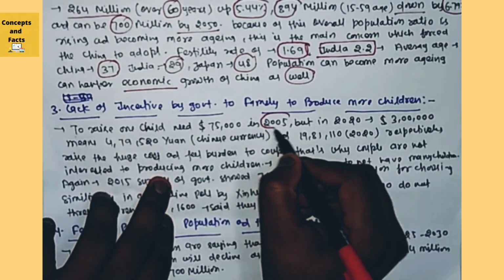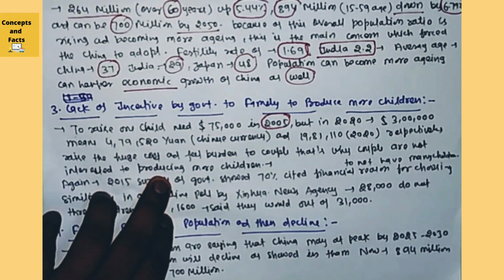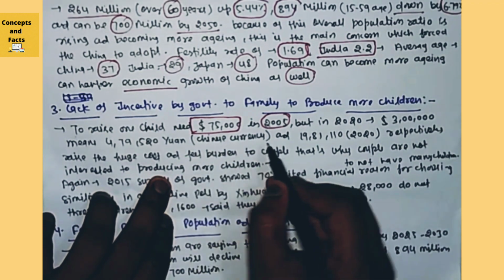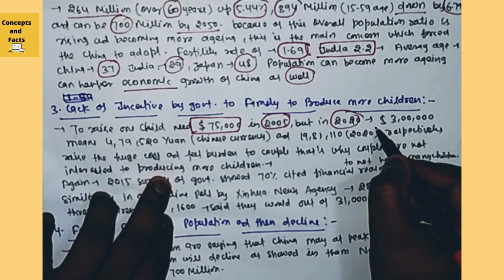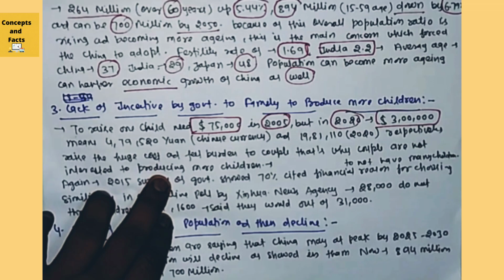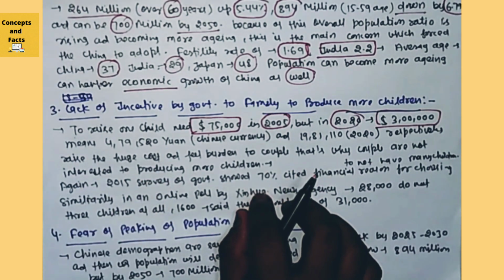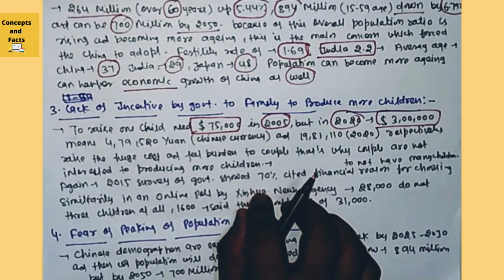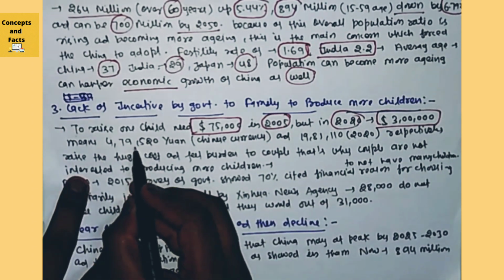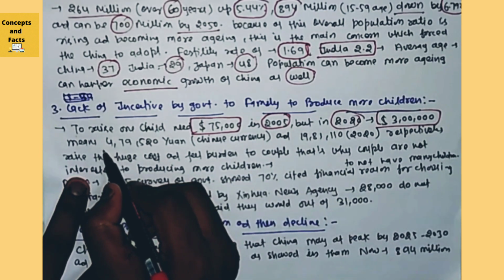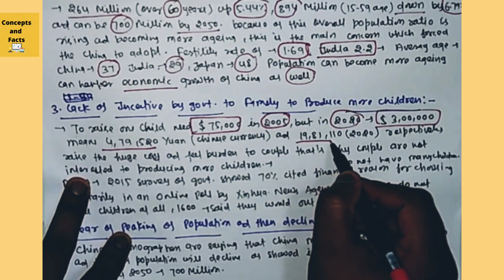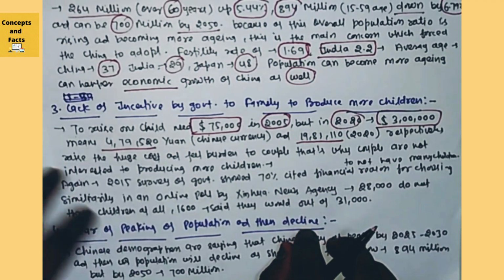In 2005, to raise one child, parents needed to spend $25,000, but in 2020 it is $3 lakh. This is one of the most contentious reasons. That's why people are not raising more children, and even not more than two. In yuan currency, in 2005 it was 4,79,520, but in 2020 it is 19,81,110 respectively.